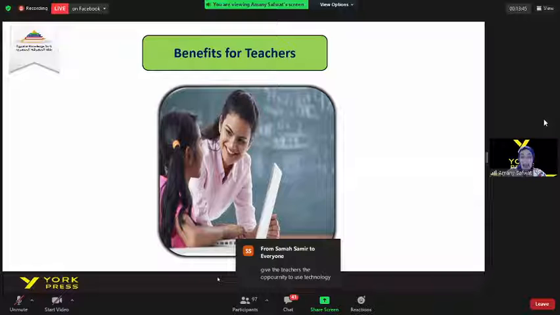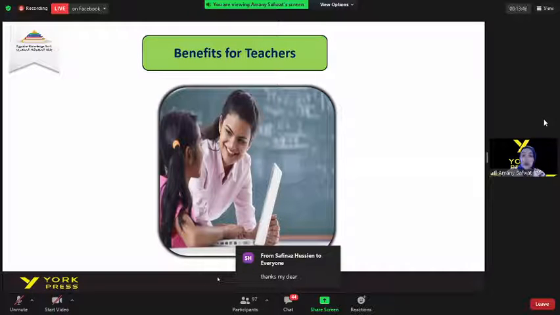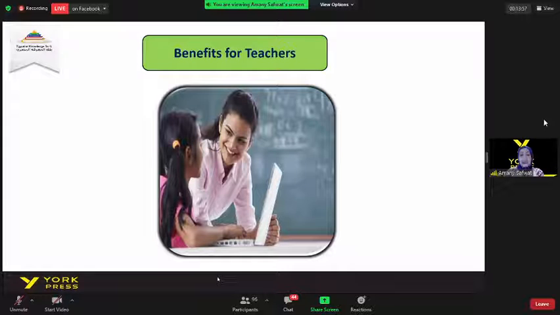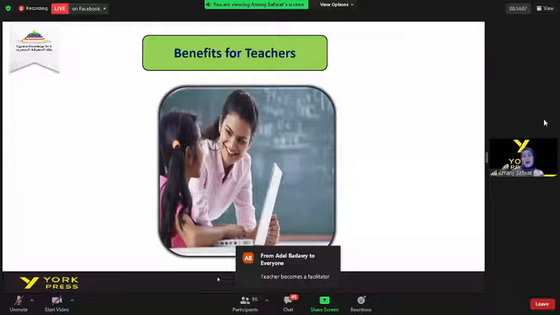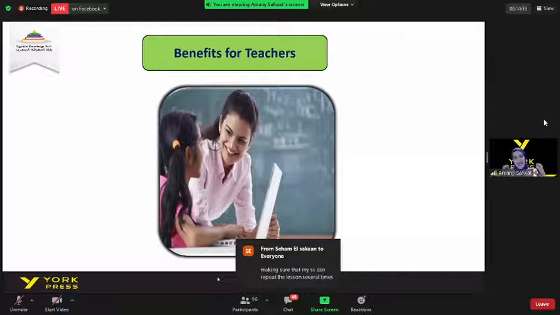Shayma says a good point. It varies the sources of the teachers. Samah from Alexandria, welcome. It gives the teachers the opportunity to use technology. Yes, Samah, this is also a nice point, because teachers will not be able to use technology all the time. But when they decide to use blended learning, they will find it the best ever. Mr. Adil Badawi, teachers become facilitators. Sophie, it changes their mindset. Yes.